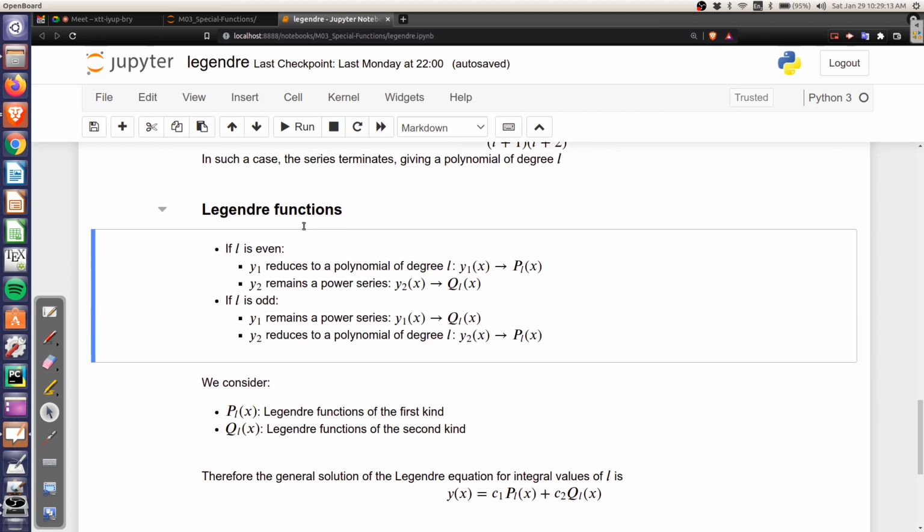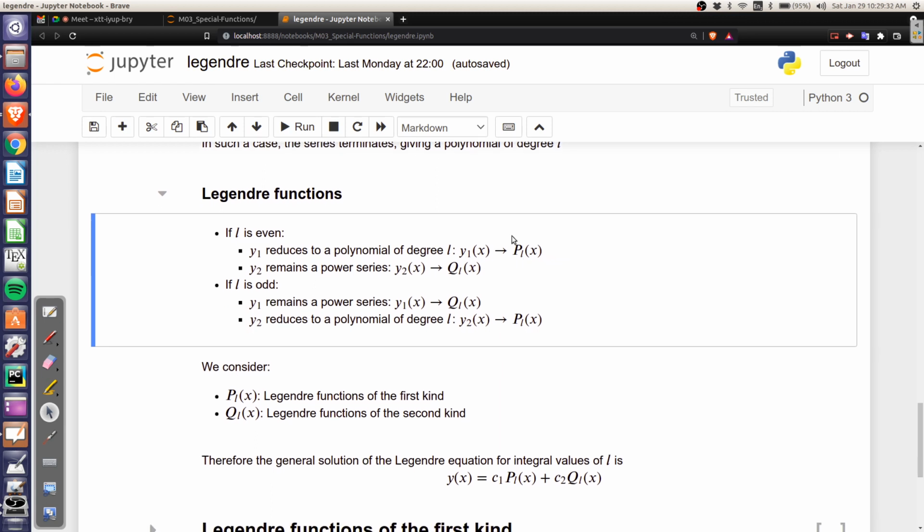Then we find if L is even or odd, one of these power series gets chopped down and becomes a polynomial. In case L is even, y1 becomes a polynomial and y2 remains a power series. In case L is odd, y1 remains a power series and y2 becomes a polynomial. In either case, we reserve the term PL for the polynomial and QL for the power series.